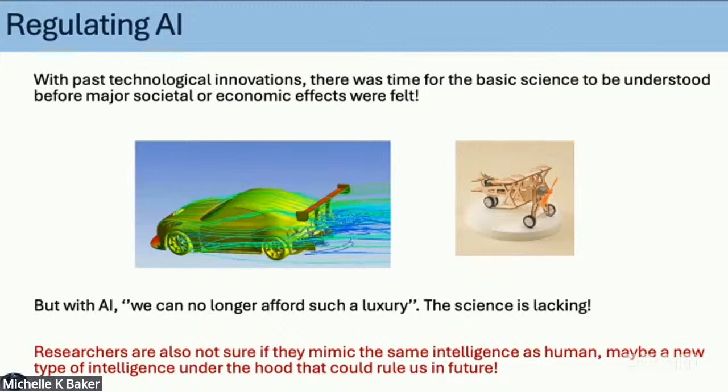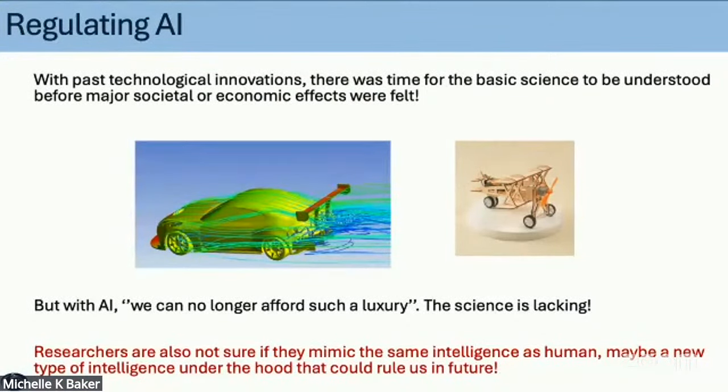Regulating AI. This is a really interesting technology because essentially, with past major technological innovation, we've had time to allow the basic science to accumulate to understand what was going on with the technology before it went out to the public. But that is not the case with AI. It was sort of let out the door, but we don't fully understand how and why it's working. And so the science is lacking. So regulating it is going to have to be really carefully done.